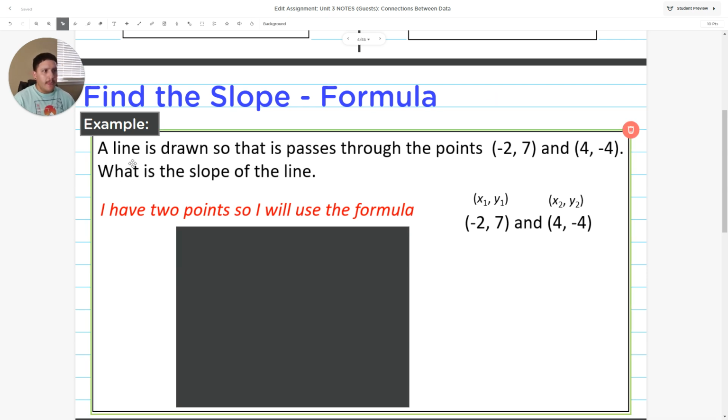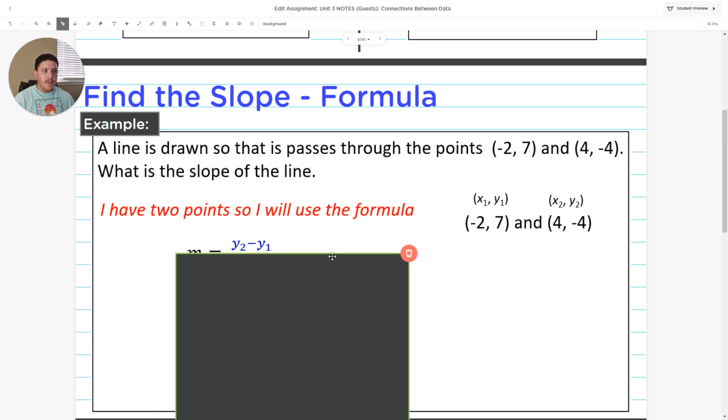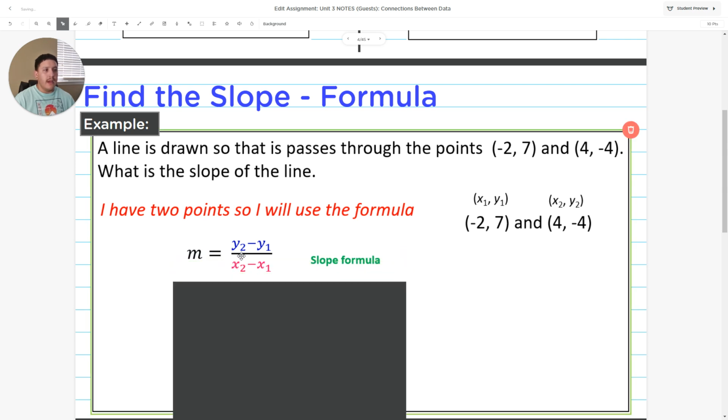So in this example, a line is drawn so that it passes through the points (-2, 7) and (4, -2). What is the slope of the line? If this is all the information we're given, what is the slope? Well, since we have two points, we're going to use the formula. And that formula for slope is y2 minus y1 over x2 minus x1.